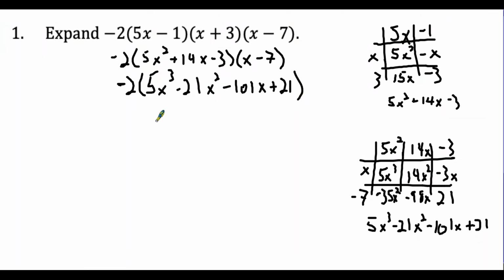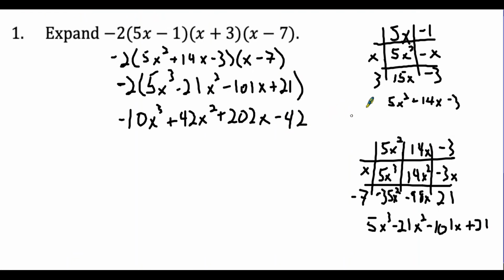And finally, I can distribute my negative 2 through to all of these terms and expand this out to negative 10x to the third power plus 42x squared, negative times a negative would be a positive here, then negative 2 times negative 101x would be plus 202x, and then finally negative 2 times 21 would be negative 42. All right.